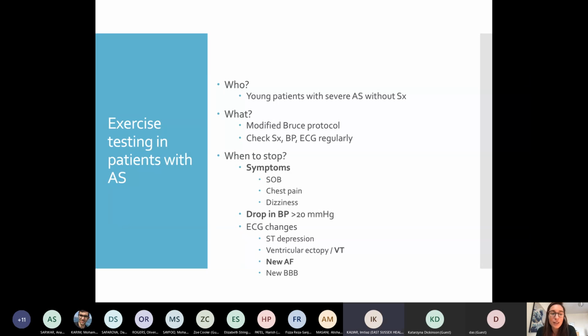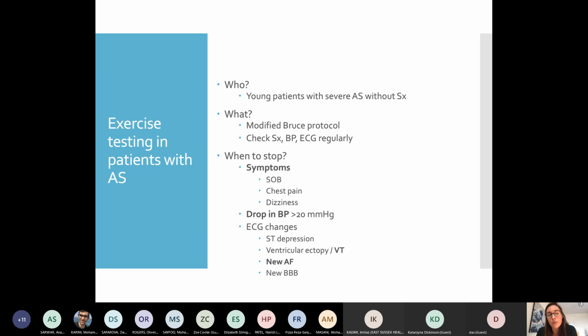What do we do? Usually for exercise tests, we do something called the Bruce protocol, where the speed and the incline of the treadmill increases every few minutes. And we would use the modified Bruce protocol for AS. This is where there are a couple of really gentle warm-up rounds at the beginning to check that you're not going to bring the patient to harm by putting them through the test. And we check their symptoms, their blood pressure, and their ECG regularly. You should stop the test if you get symptoms, if the blood pressure falls significantly, or you're worried about ECG changes.